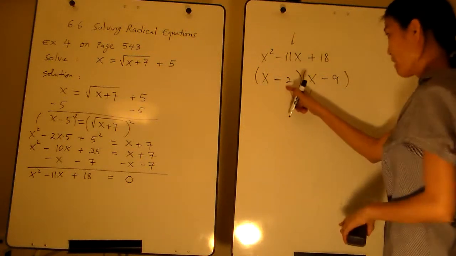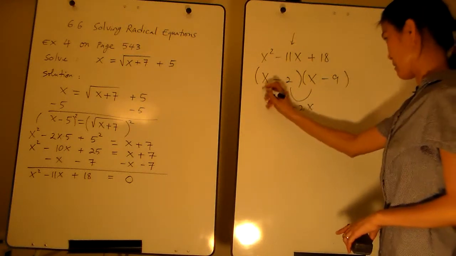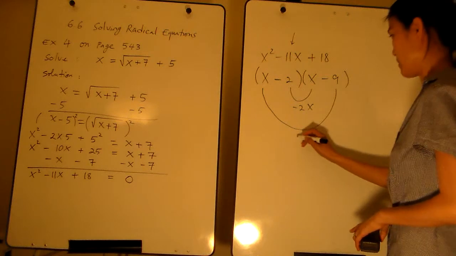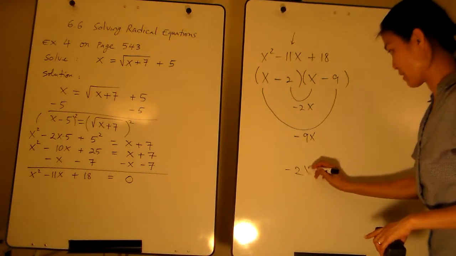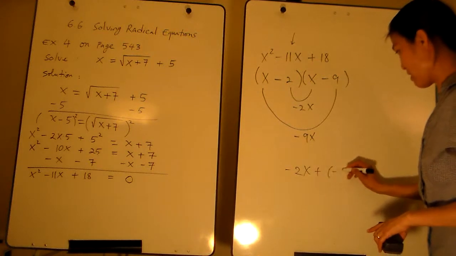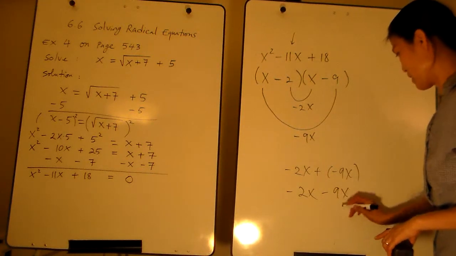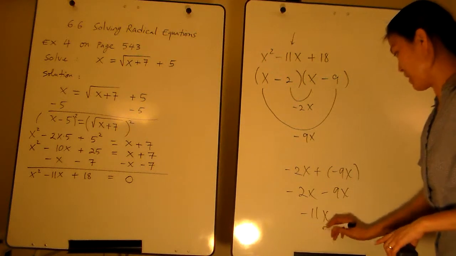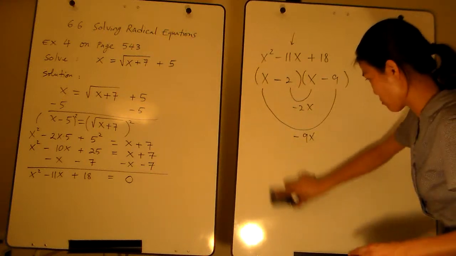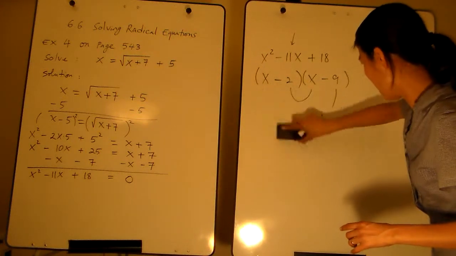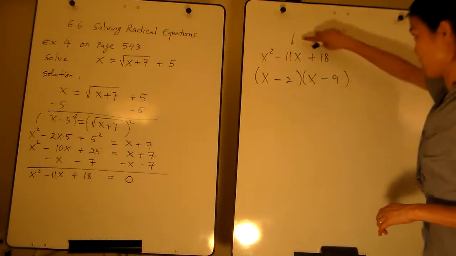Negative 2 times x is negative 2x. And then x times negative 9 is negative 9x. And then you're adding these two, negative 2x plus negative 9x. Simplify, you get negative 11x, which is the middle term. So you know that these two factors are factors of the trinomial x squared minus 11x plus 18.